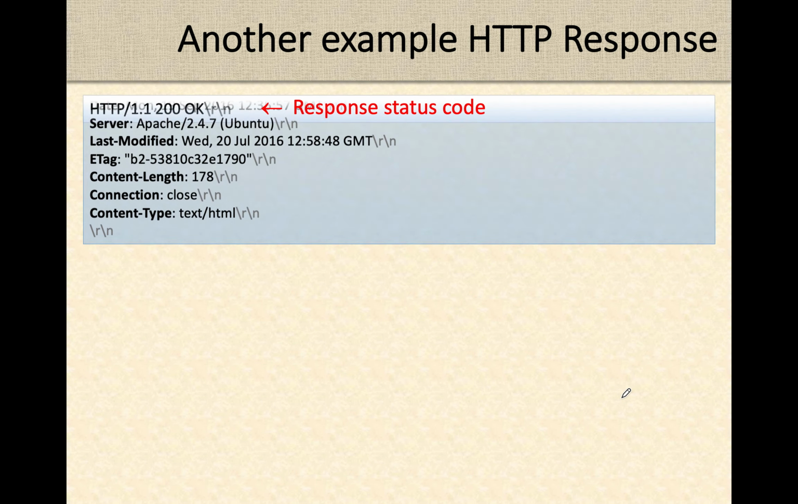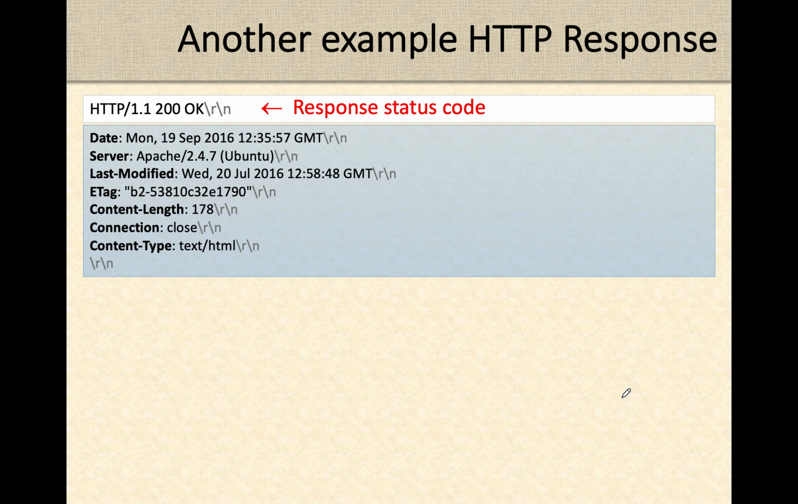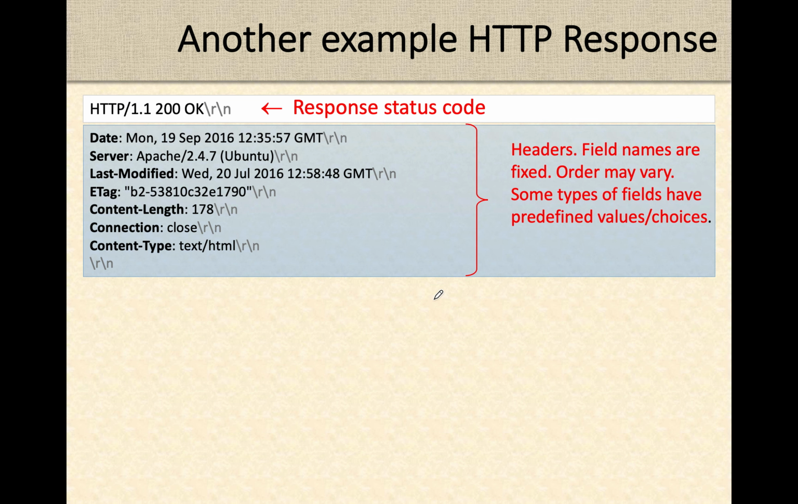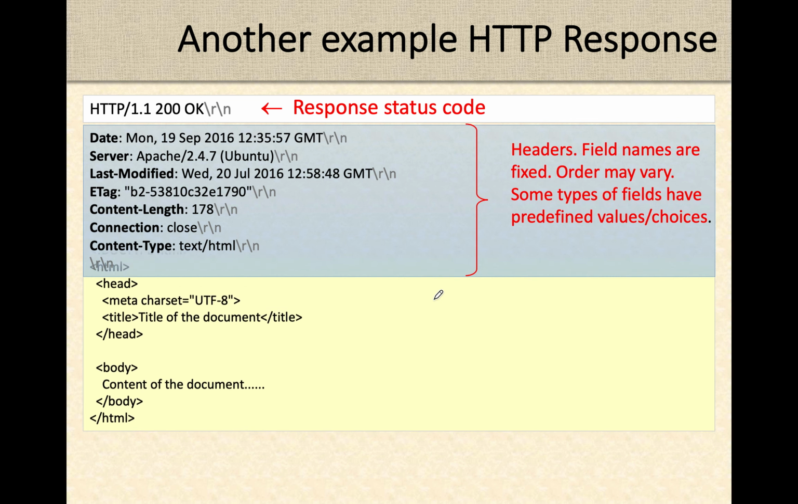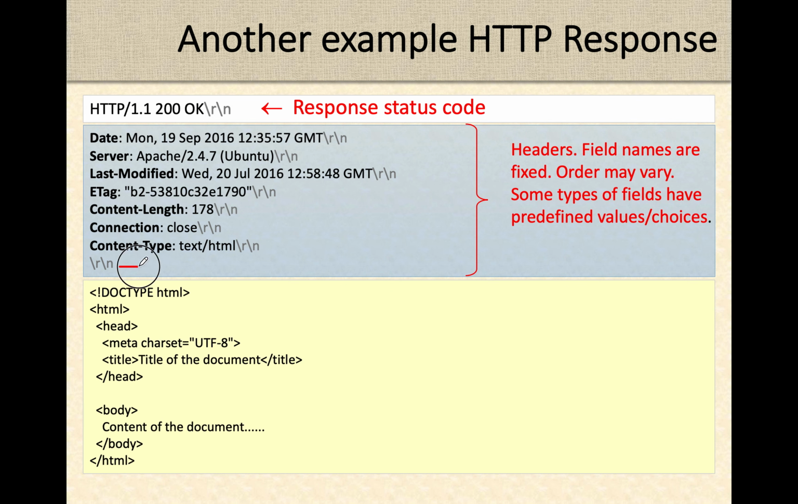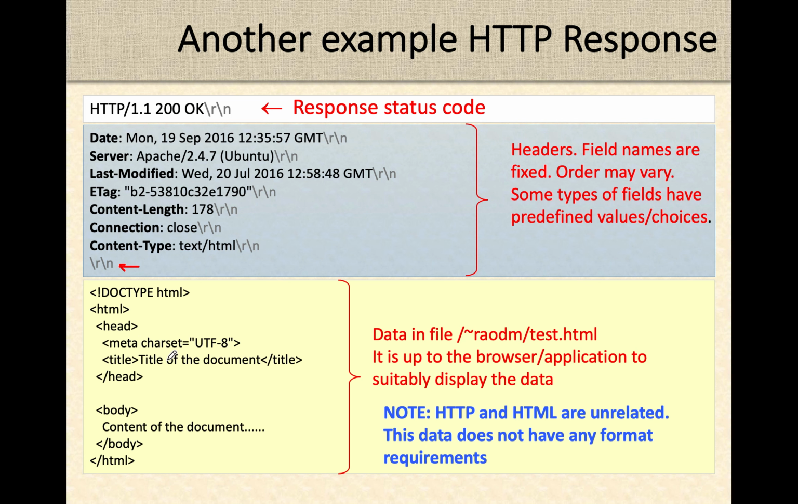So here's just a sample response. For example, here's a response from HTTP. This is the response status code. These are all the response headers, and the order and the number of headers can vary. There'll always be this blank line separating the response header from the data. And then you will have data. In this case, the data happens to be HTML. So the content type is indicated as text HTML. So you know you're getting HTML data.